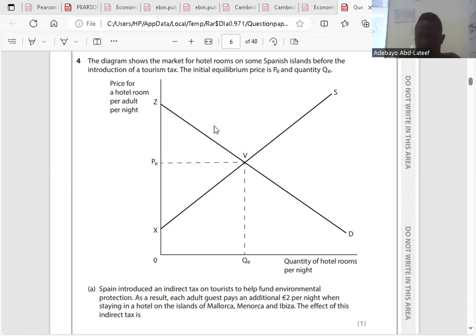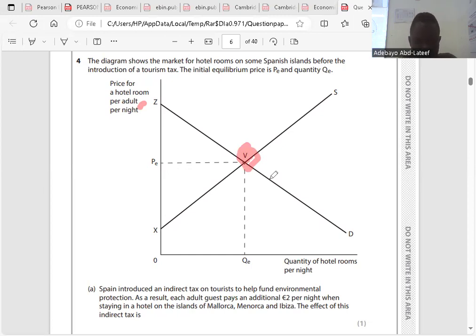Then the price for the hotel room, this is the price. And this is the quantity. So this is the equilibrium, the point of equilibrium. This is the equilibrium point, which is the point of agreement between quantity demanded and quantity supplied with the price.